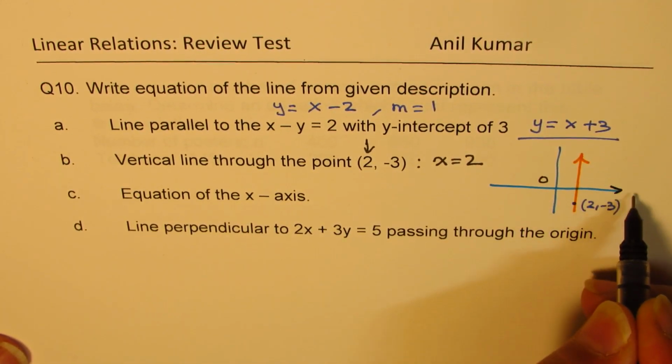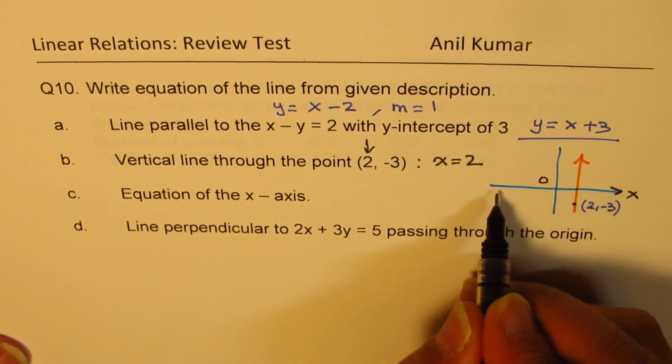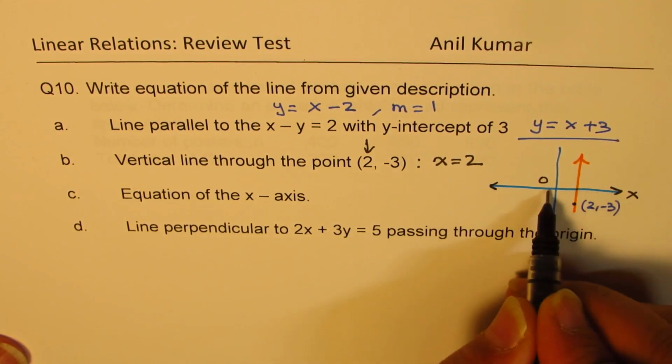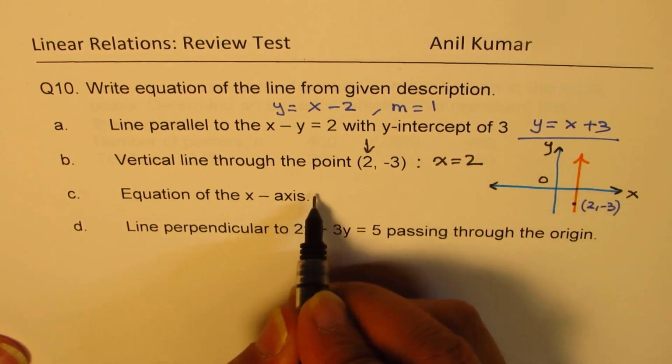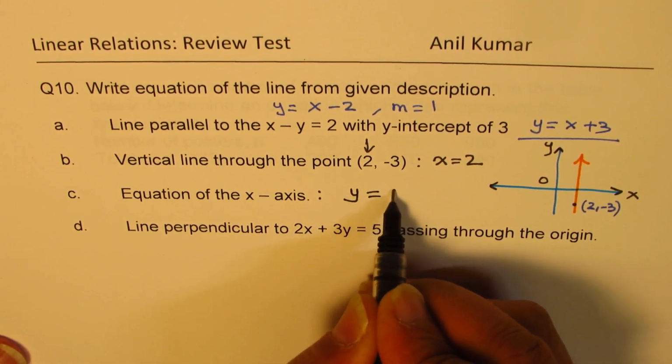Equation of the x-axis. Now this is our x-axis. So on the x-axis, which is horizontal, right? The y value is 0. So the equation of the x-axis is y equals 0.